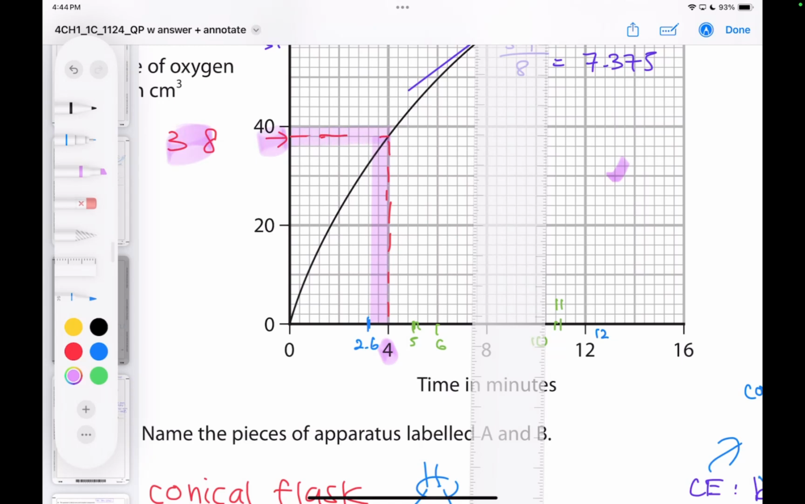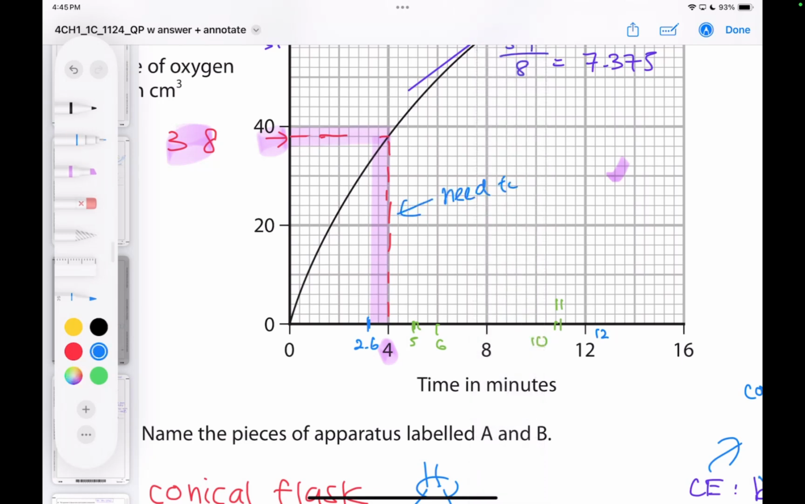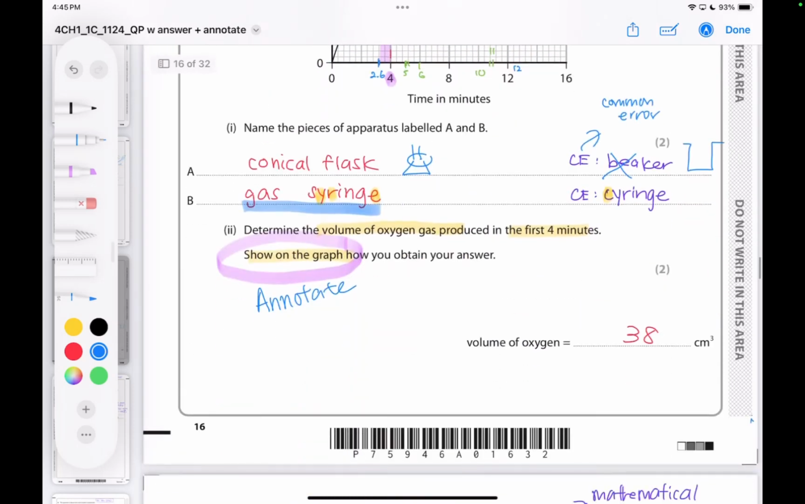However, this dotted line and these red lines that you see on my screen here, you need to annotate in order for you to get the marks. So that's 38. Why are there 2 marks for just 38 here? Because the answer alone is 1 mark. Annotating on the graph to show your working alone is 1 mark. This is often missed out by students, who simply go back to the graph and read the answer. So take note of this.